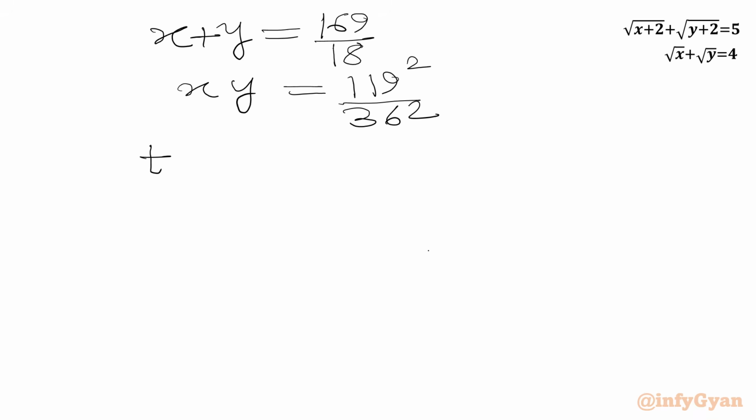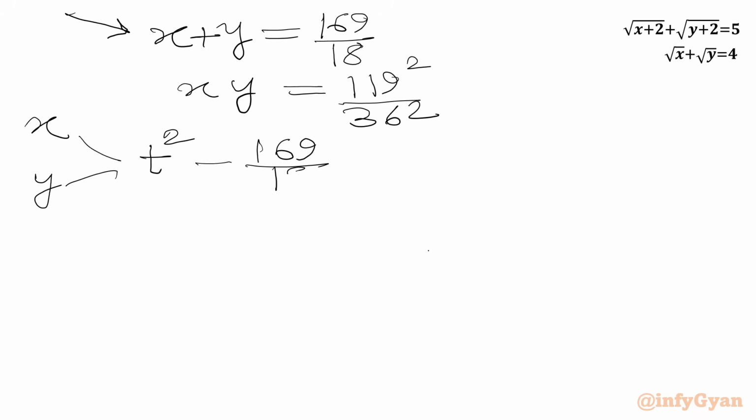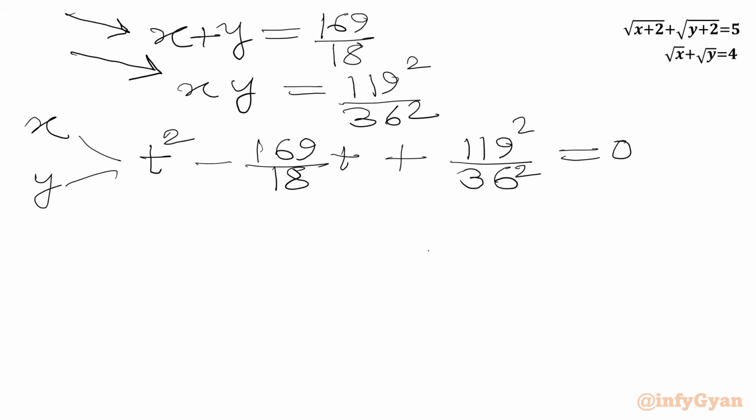Let's frame the quadratic in variable t. So I will be writing t square whose roots are x and y. The equation will become t square minus sum of roots. Here it is 169 over 18 times t, plus product of roots, 119 whole square over 36 whole square, equal to 0. Now this is one quadratic equation and I will be solving this equation using the completing the square method.